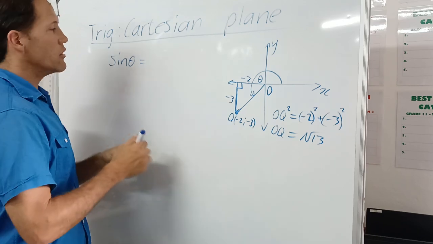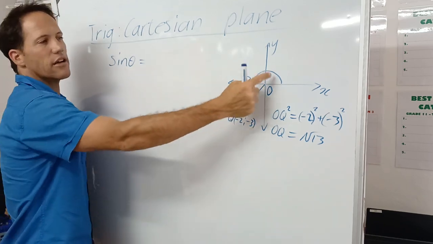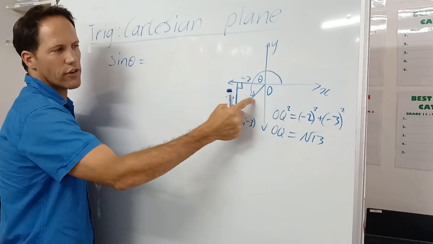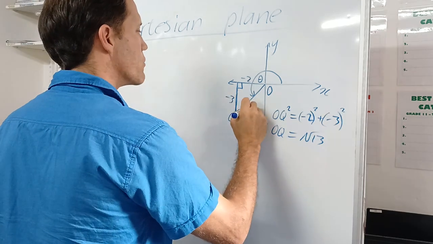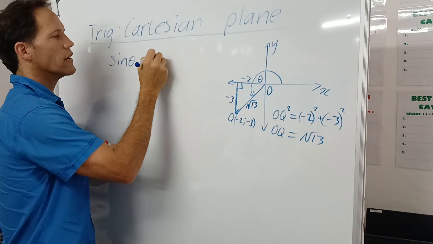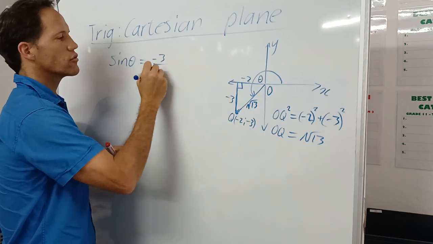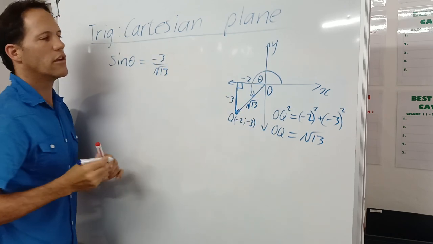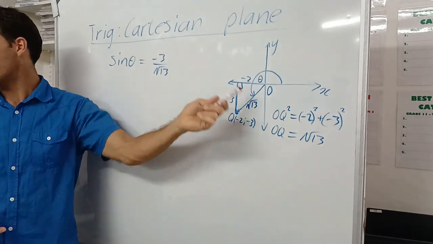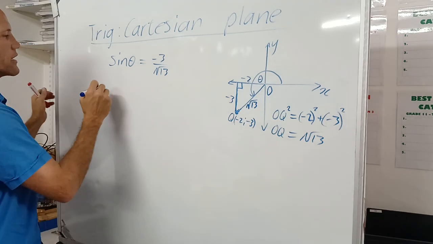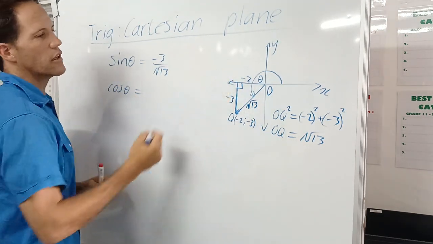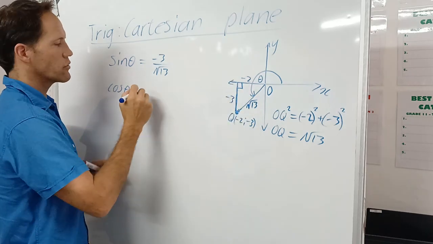So now we know if we want sine theta, you see this whole thing is my angle. It's opposite over hypotenuse. And now this one would be square root of 13. So it's negative 3 over square root of 13. So there's sine theta. Opposite over hypotenuse. Negative 3 over square root of 13. So what would cos theta be? Who can tell me? What's cos theta? Yes, so it's going to be negative 2 over square root of 13.